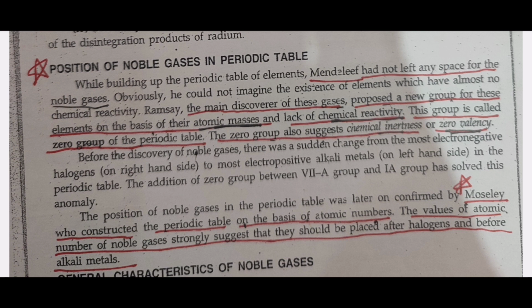Ramsay, the main discoverer of these gases, proposed a new group for these elements on the basis of their atomic number and lack of chemical reactivity. This group is called the zero group of the periodic table. The zero group also suggests chemical inertness or zero valency.